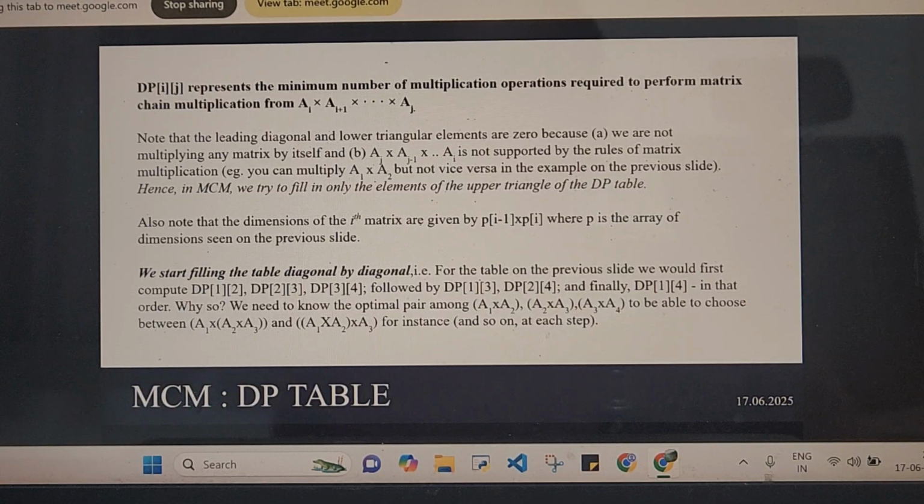So you have to define what DP of i of j represents. In this example, DP of i of j represents the minimum number of multiplications required to compute the product of matrices from i up to j. So I don't know if this is clear. This is i plus 1, and so on up to j.